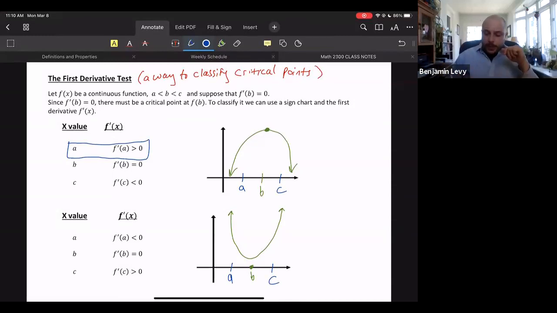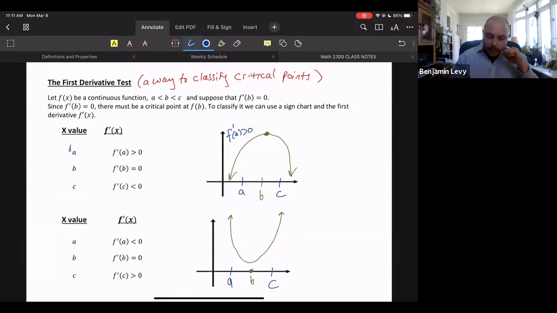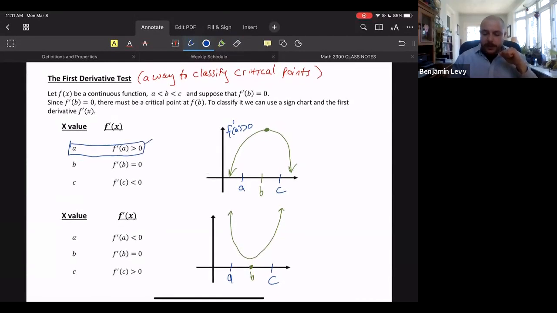And the first thing that we're being told is that the derivative at A is positive. That corresponds to this piece of the graph. So f prime of A is positive right here. And we know that because the function's increasing. So what f prime of A positive is telling us is that the function is increasing. We've learned this previously: the derivative tells us the slope of the tangent line. It tells us how the function's changing. And so if it's positive, we have an increasing graph.